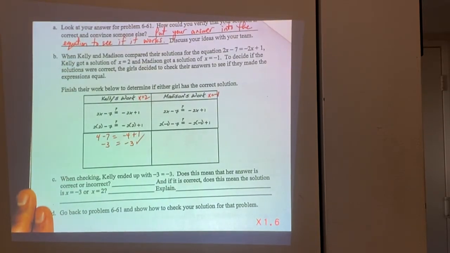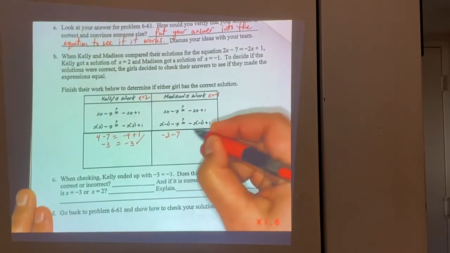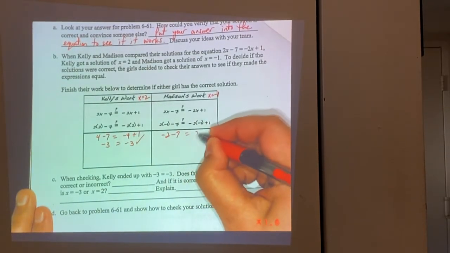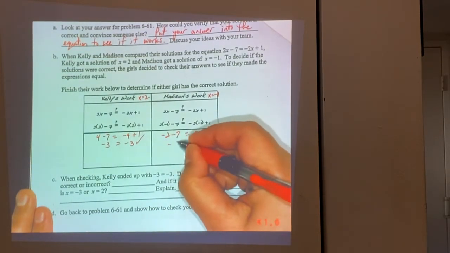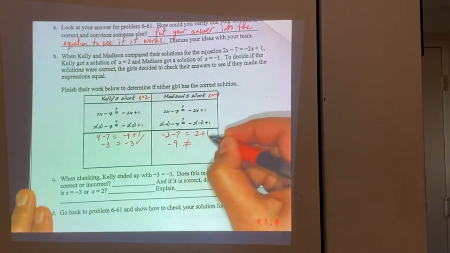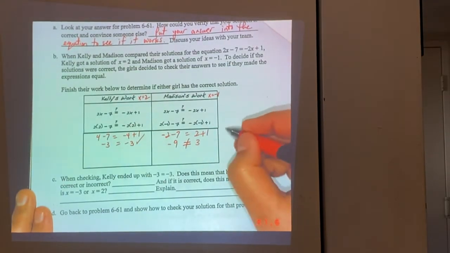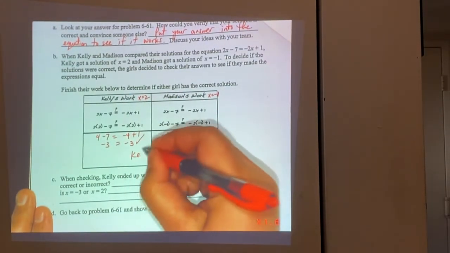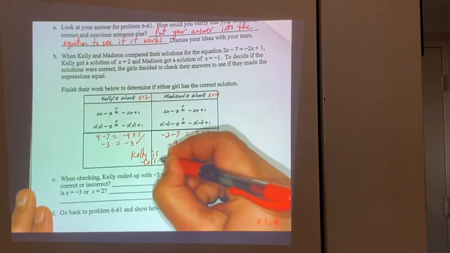Let's look at Madison's work. This is -2 minus 7. And this is 2 plus 1. So -2 minus 7 is -9. That does not equal 3. So my answer is Kelly is correct.